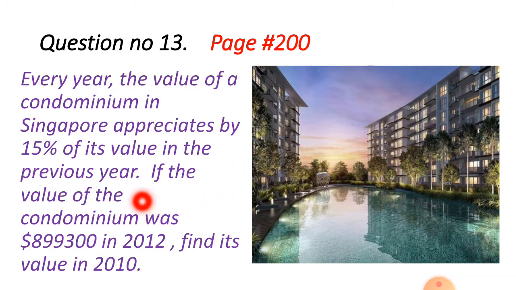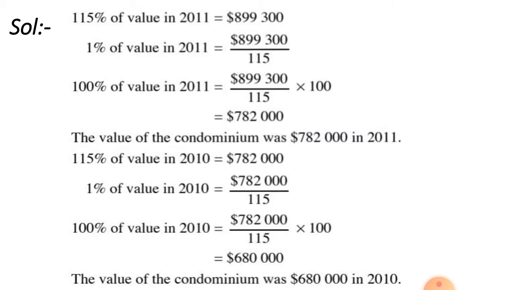So now we have to find, if the value of the condominium was $8,99,300 in 2012, find its value in 2010. So let's go with the solution of this. As I said, it was increased by 15%, so 115% of the value in 2011. So $8,99,300, 115 will come in the denominator, and 100% is going to be multiplied over here.